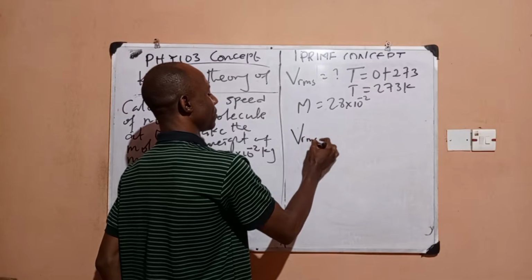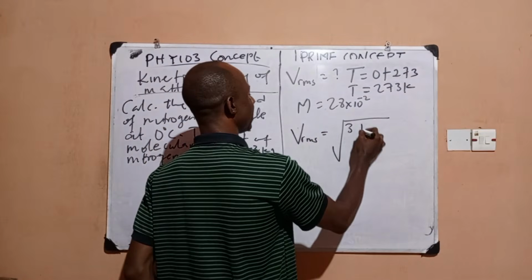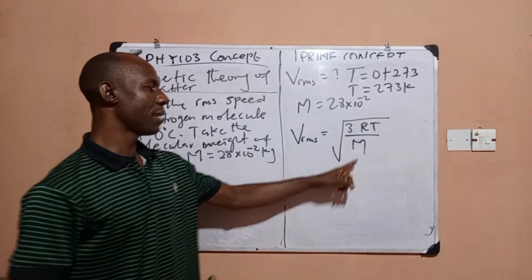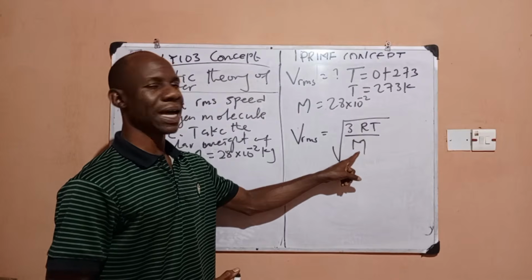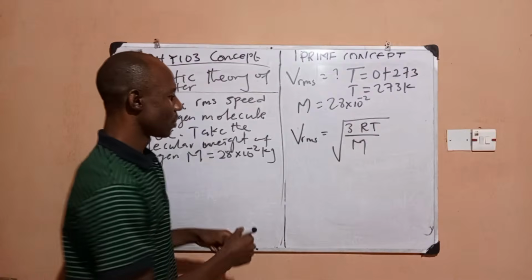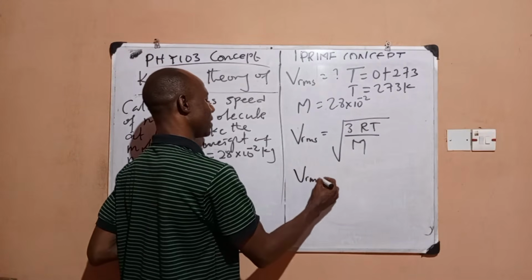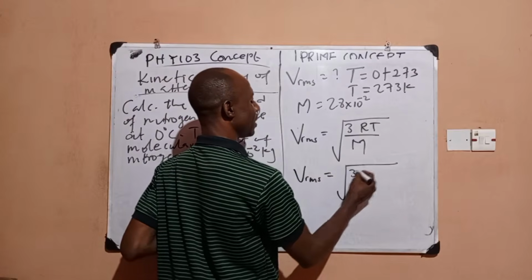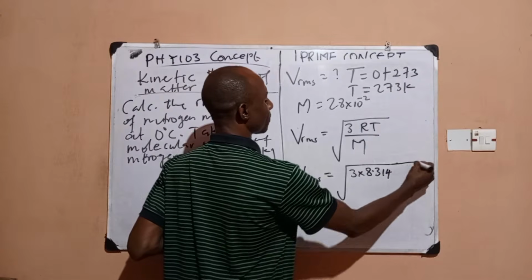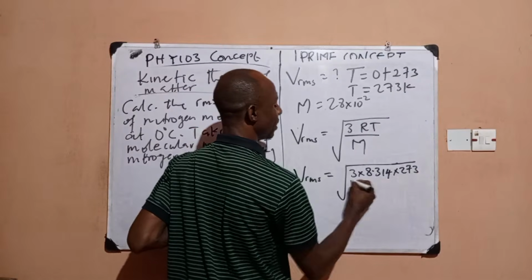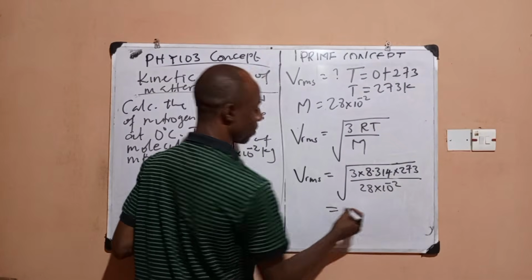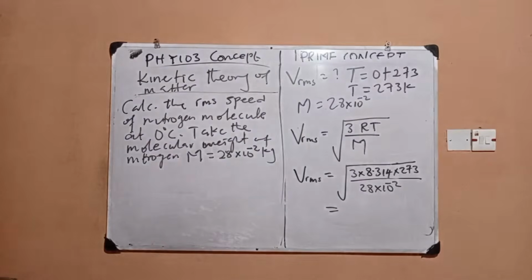So you have your RMS speed equal to the square root of 3RT over molar mass. Remember, if it is in terms of molar mass, it should be R. If it is in terms of mass of one of the molecules, it should be k. So our RMS speed is going to be the square root of 3 times gas constant 8.314 times 273 divided by 28 times 10 to the power minus 2. So somebody should punch. Let me drop another question.